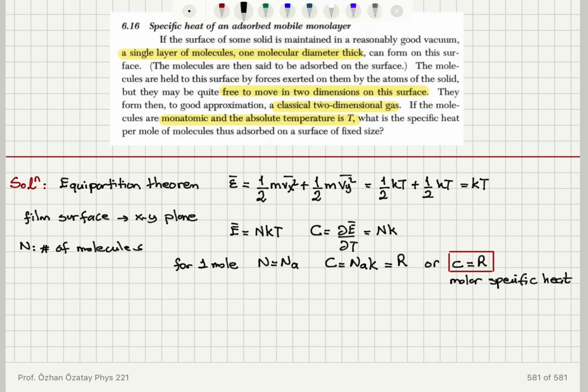So the contribution is half a kT from each independent degree of freedom, so kT per molecule. N times k is the heat capacity. For N equals N_A, Avogadro's number, we have 1 mole. The heat capacity is R, or the molar specific heat is R.